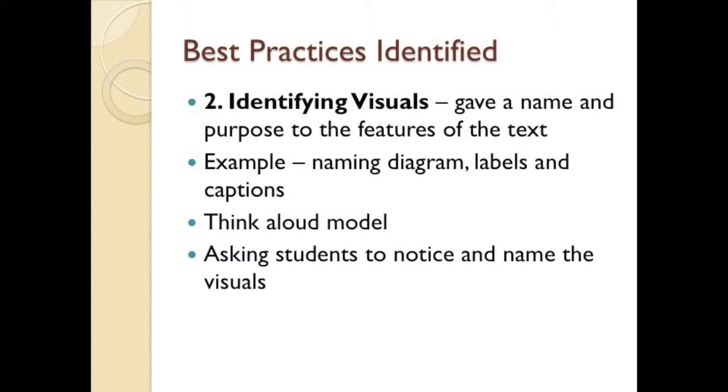Then the teacher made sure to identify the visuals and give a name and a purpose to each of the features of the text, like naming diagrams, labels, and captions, and the teacher used a think aloud model to demonstrate this for the kids, and then she also gave the students a chance to notice and name the visuals that they saw within the text.